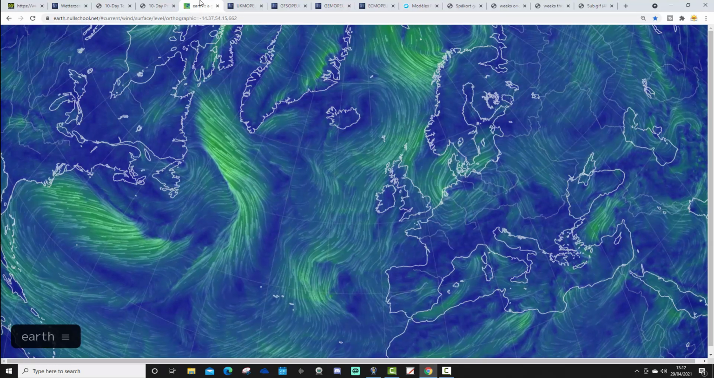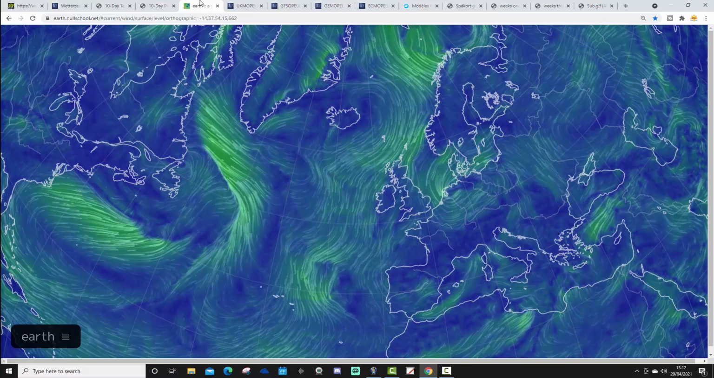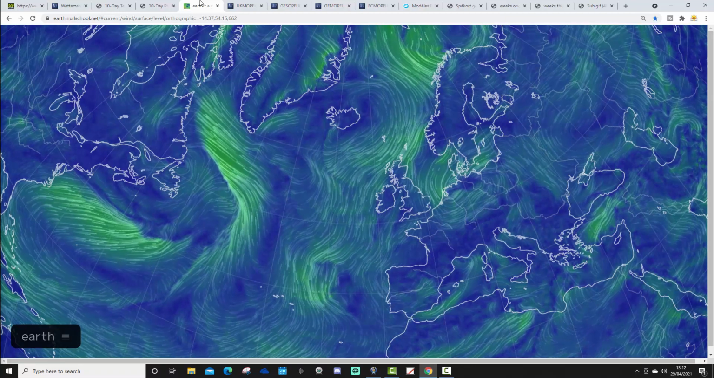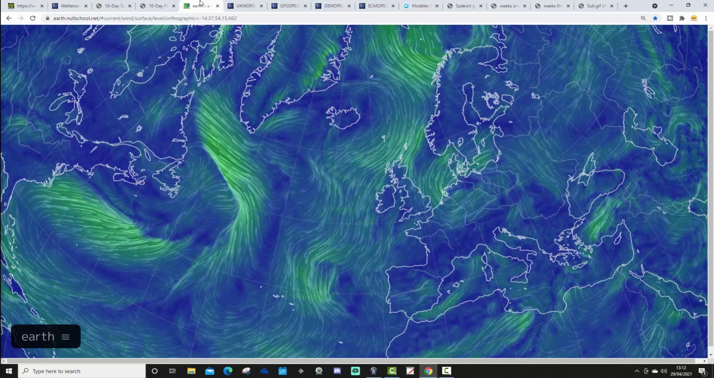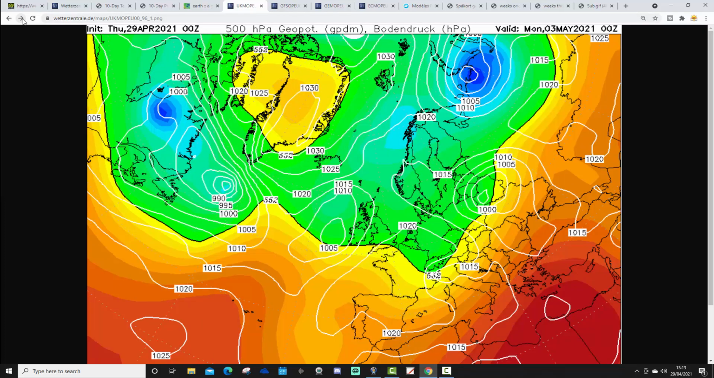Latest wind flow map from earthnullschool.net shows that we are bringing in northeasterly winds at the moment. They're going to continue into the bank holiday weekend. This is how the UK Met is looking for Sunday. So rather slack on Sunday, but wind is still coming in from the north-northeast, so will be chilly.